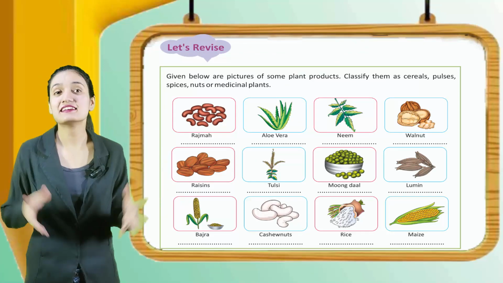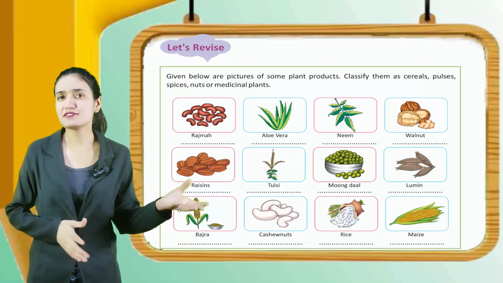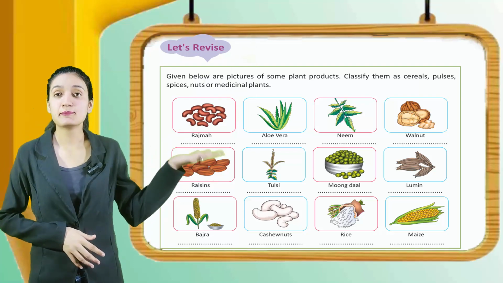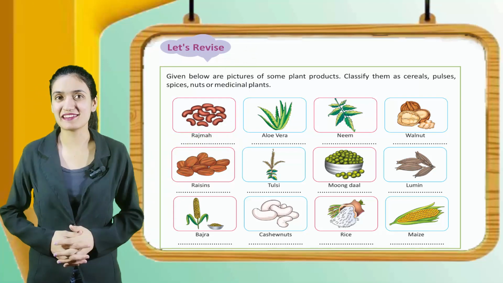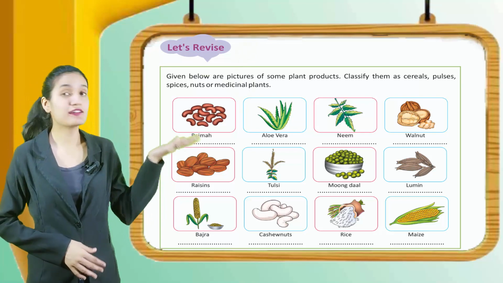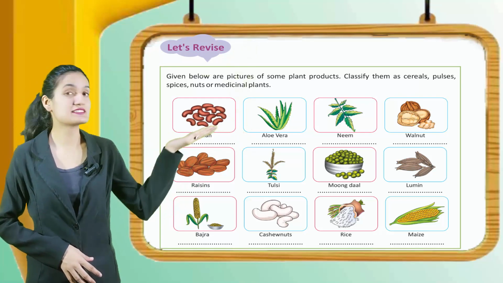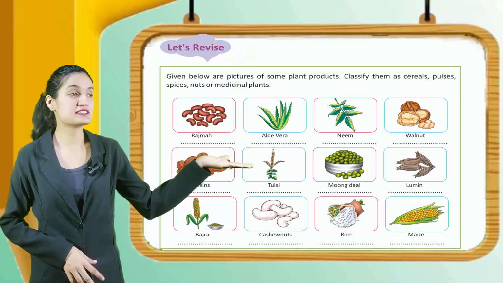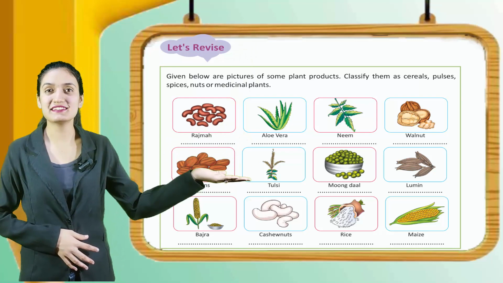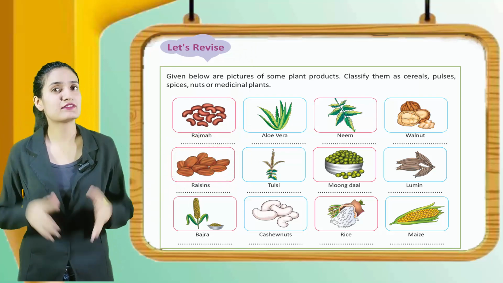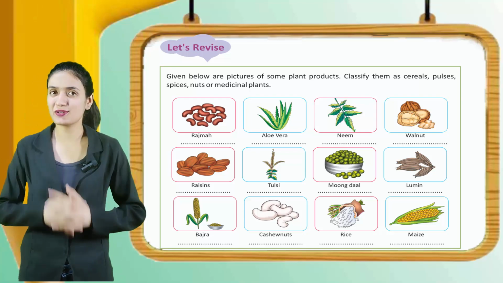Okay, let's revise. Given below are pictures of some plant products. Classify them as cereals, pulses, spices, nuts or medicinal plants. And those are rajma, aloe vera, neem, walnut, raisins, tulsi, dal, cumin, bajra, cashew nuts, rice and maize. So in class you have to identify them and classify them on your own.